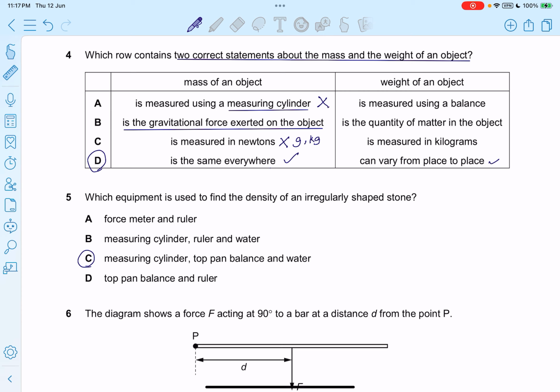It's the same everywhere. So the mass is constant. This is correct. Continuing with that, the weight of an object can vary from place to place. This is also correct because your weight on Earth is not the same as your weight on Mars, but the mass is the same. So answer for number 4 is D.